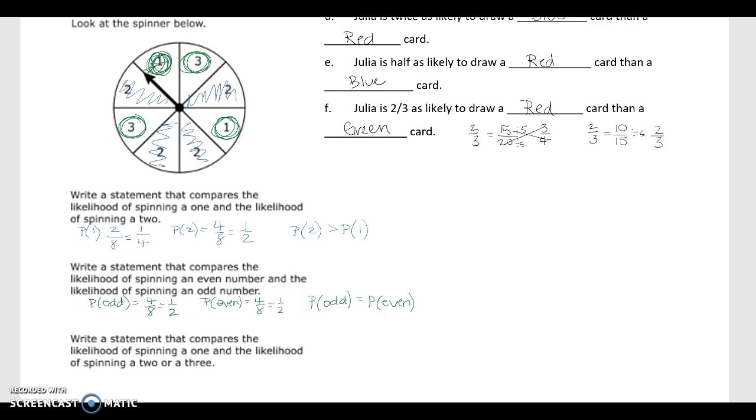All right, let's look at the last one. The last one says, write a statement that compares the likelihood of spinning a 1 and spinning a 2 or a 3. Okay.